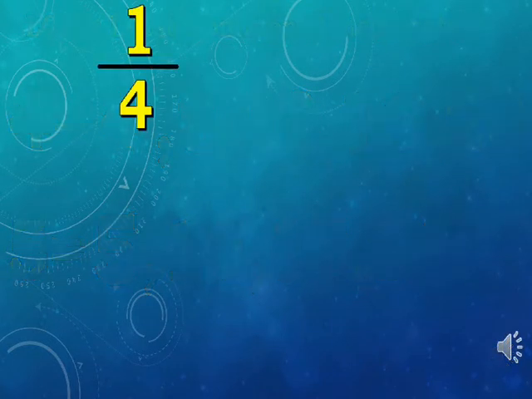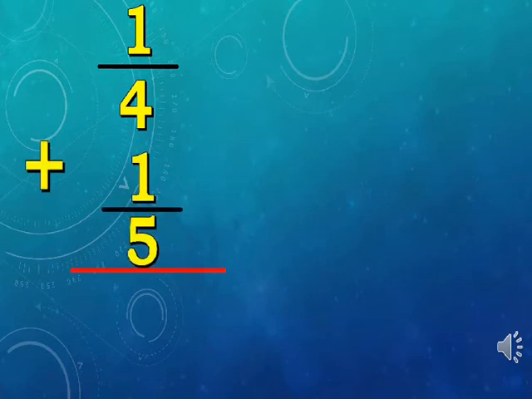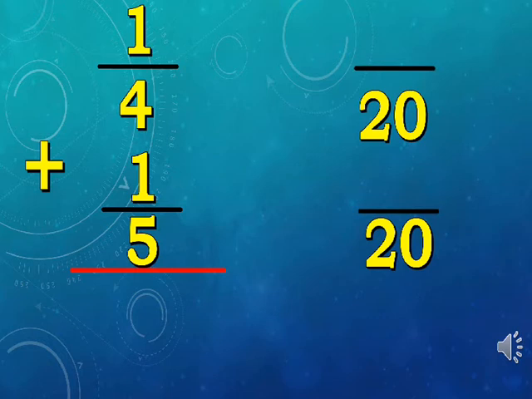Let us now add 1/4 plus 1/5. We found the LCD of 4 and 5. We can now proceed to the next step. 20 is the LCD of 4 and 5. This will be the denominator of the two fractions. Next, to find the numerator of the fraction, divide 20 by 4. The answer is 5. The quotient of 20 and 4 will be multiplied to the numerator. So, 5 times 1 equals 5.